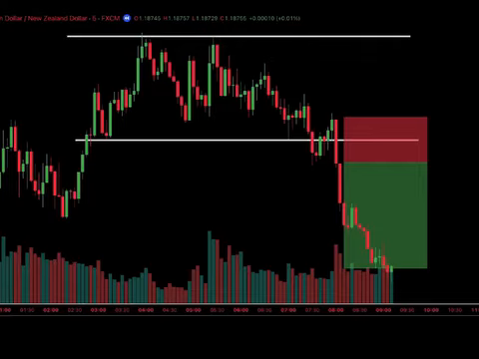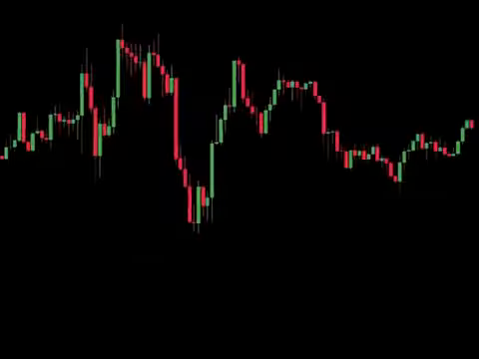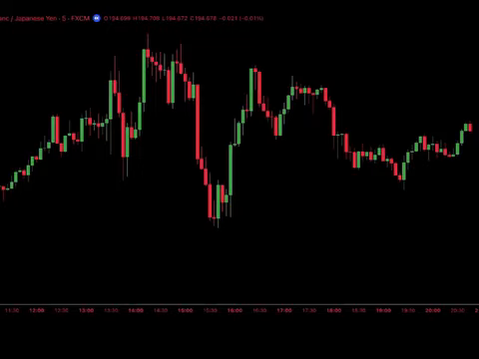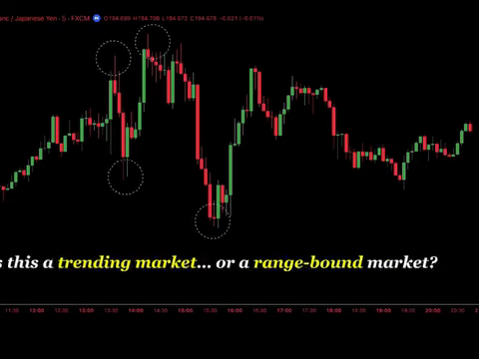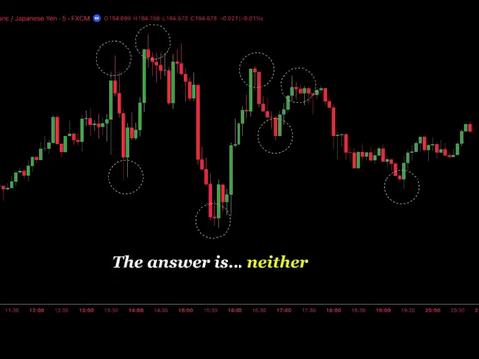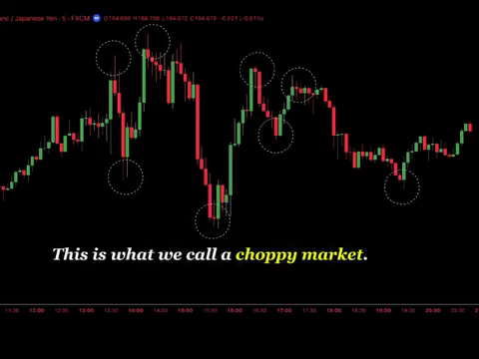This is how you combine market structure, flip levels, traps, volume, and higher time frame confirmation to find high probability setups with precision. Now let's move to the third type of market you will often find. Take a look at this chart example. Ask yourself, is this a trending market or a range-bound market? The answer is neither. This is what we call a choppy market.